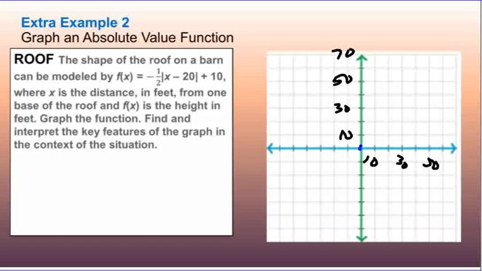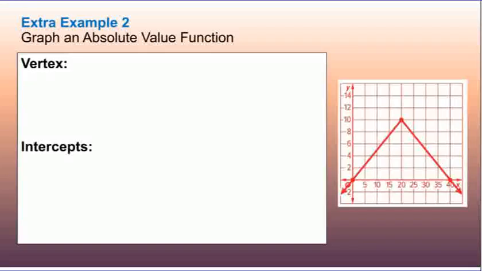We have a point at 0, 0. We have a point at 40, 0. We have the high point at 20, 10. And so now we can draw our graph. And now we have enough to answer the questions. We're just going to identify the vertex here. The vertex is going to be 20, 10.